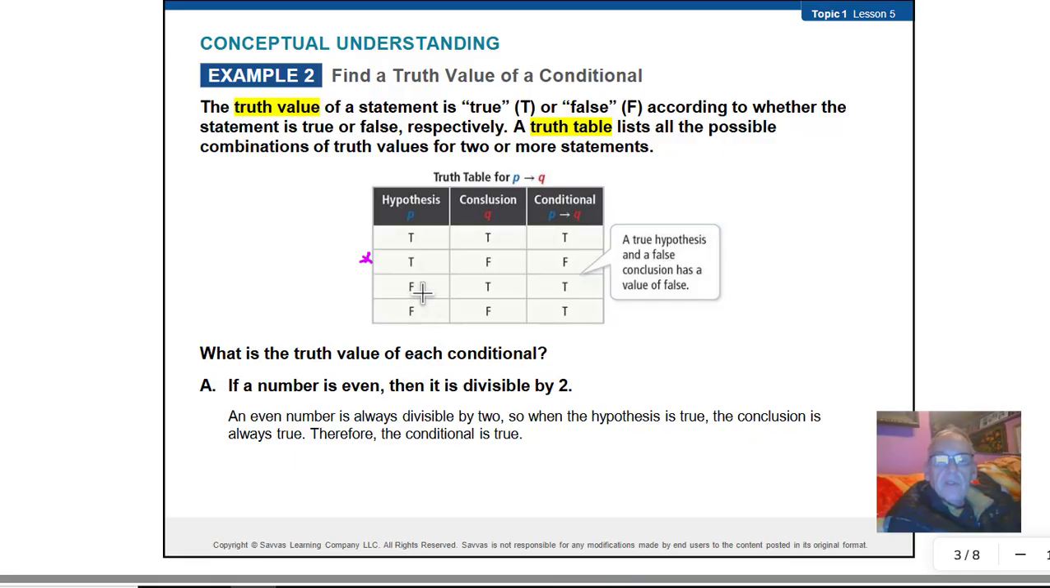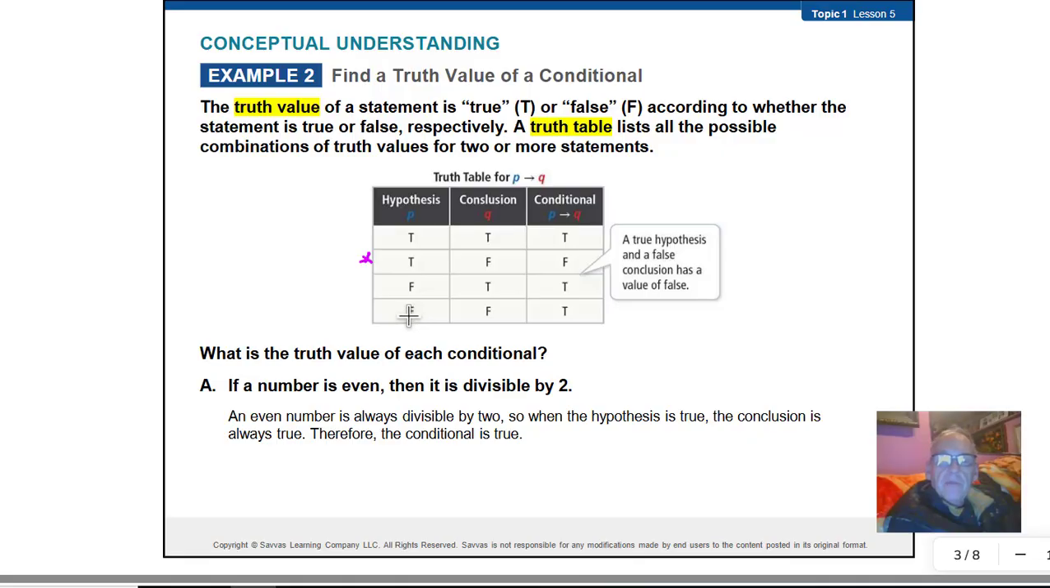Now, if the hypothesis is false, we really can't evaluate the statement. But if the hypothesis is false and the conclusion is true, we have to assume that the statement is true, because the conclusion is true. It doesn't really matter about the if part. The conclusion is true, the statement is true.